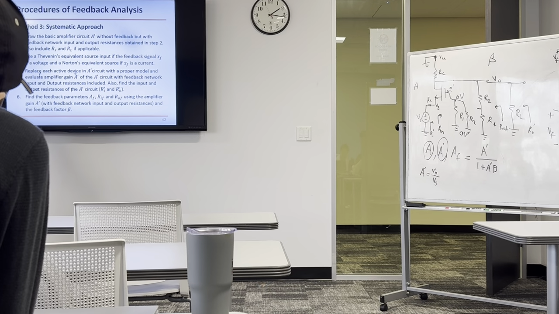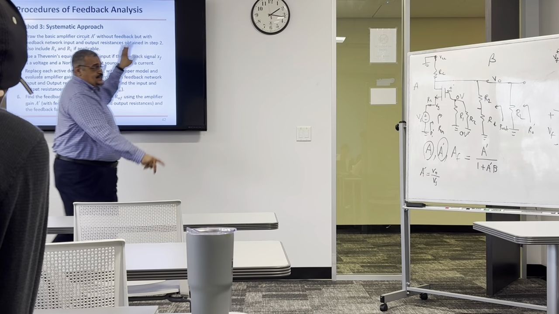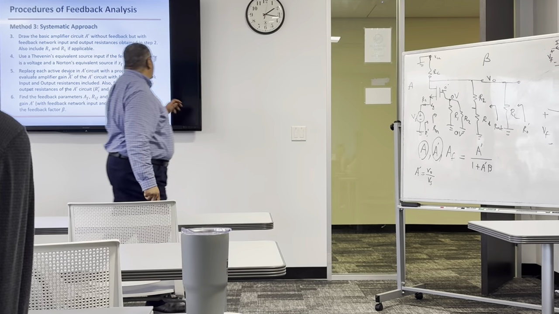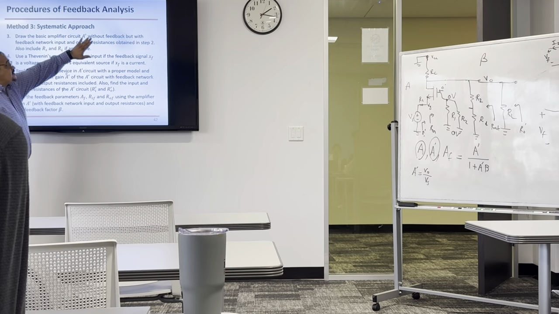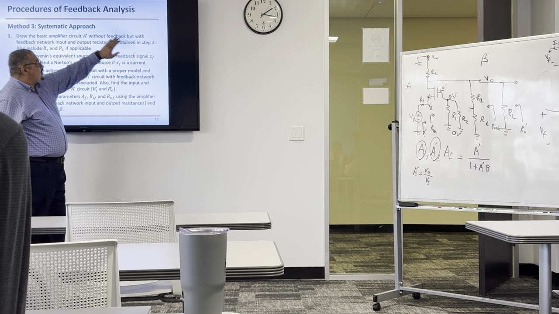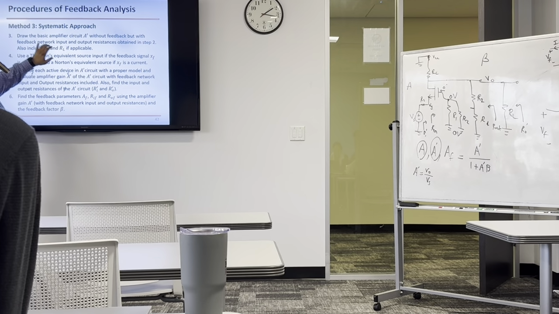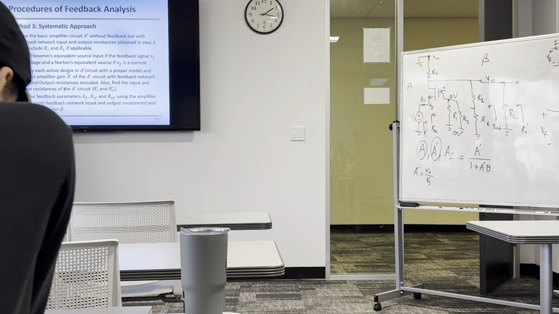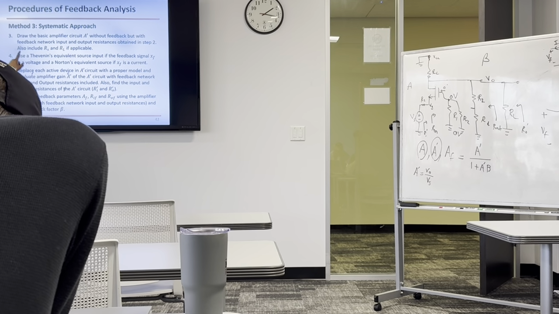Then you draw the basic amplifier circuit A prime. This is A prime, right? So A prime has no feedback, but it does have the loading effect of the feedback network at the output and the input. Include RS and RL if there is any.